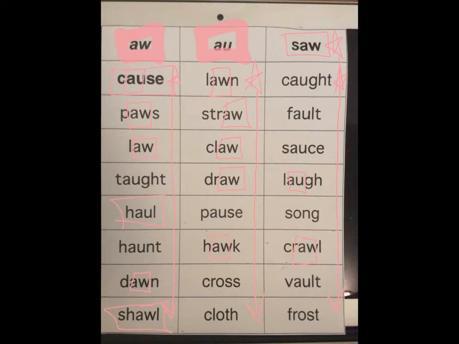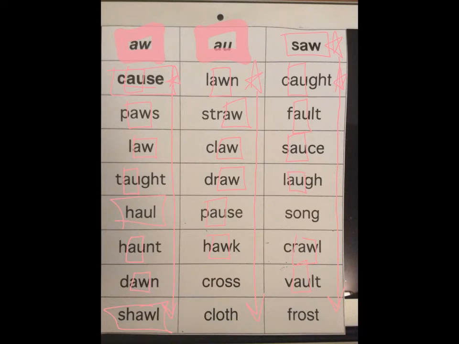Now let's look at our AU words that also make the "ah" sound. We already did cause in our first column, our first word. Taught, haunt, again I'm hearing "ah". Pause in our second column. Third column: caught, fault, sauce, vault. A vault is like a big locked-up container that typically holds money or something really important and valuable. So all those words, we're hearing the "ah" sound.